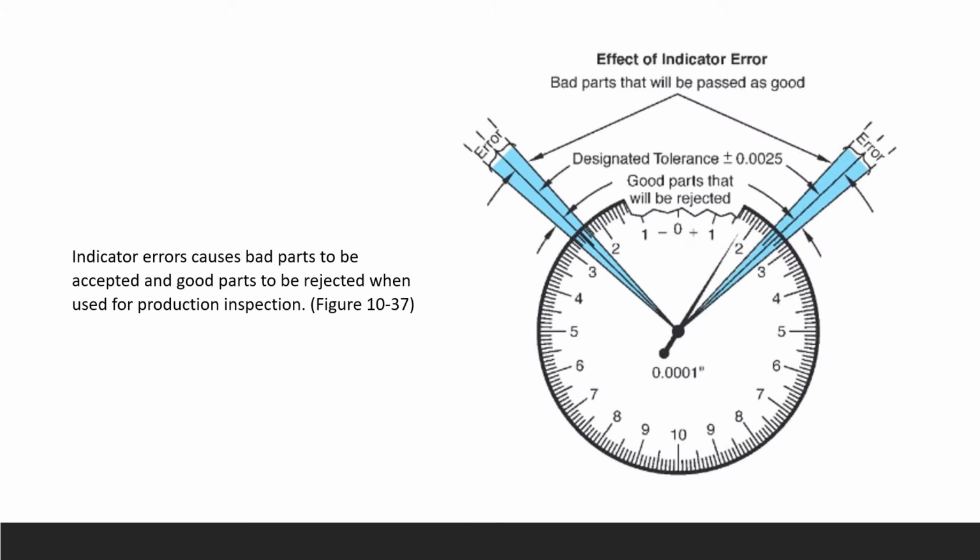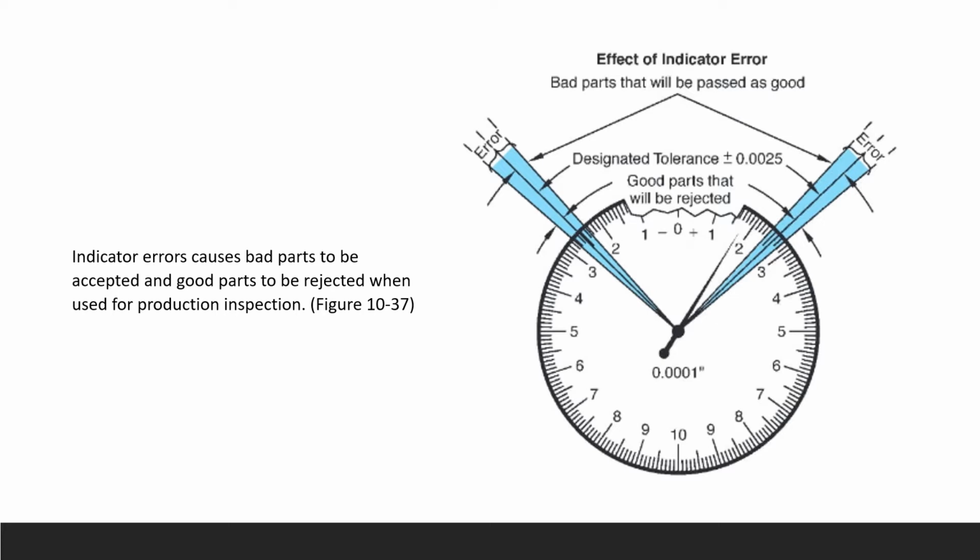So effective indicator errors cause bad parts. You're supposed to be getting rid of bad parts, but you might be accepting them if you have indicator errors. And then you might reject the good parts if you have indicator errors. And that belongs to your production inspection. So the effect of indicator error: bad parts that will be passed as good.